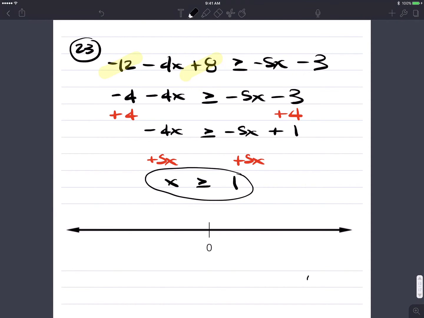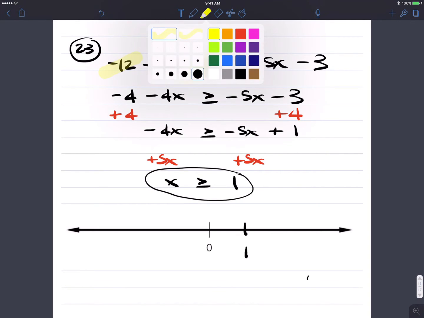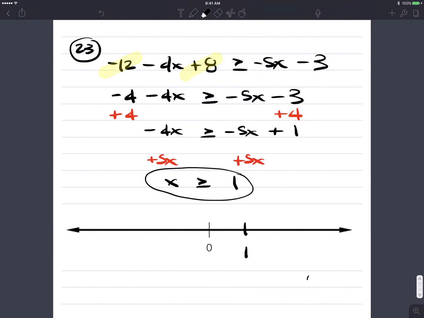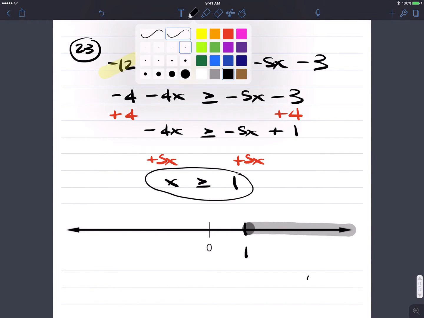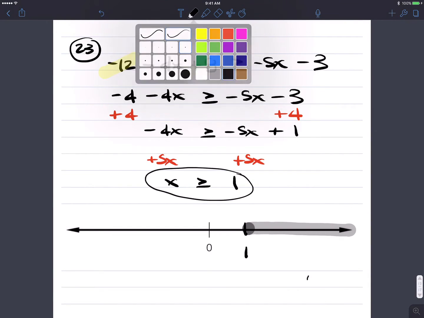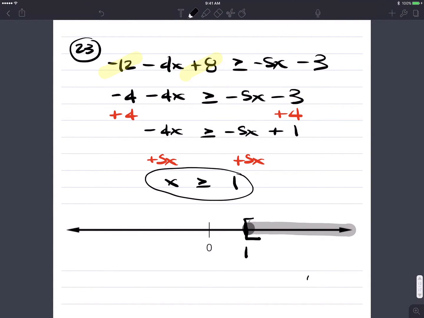We're now going to graph. 1 is positive, so it lives where all the other positive numbers live, which is to the right of 0. Because these numbers are greater than or equal to 1, we have to shade or describe numbers that are greater than 1. Larger numbers live to the right, and larger numbers than 1 are to the right of 1. Because this is greater than or equal, we're going to use the square bracket to communicate to the reader that we include the 1. This is the graph.